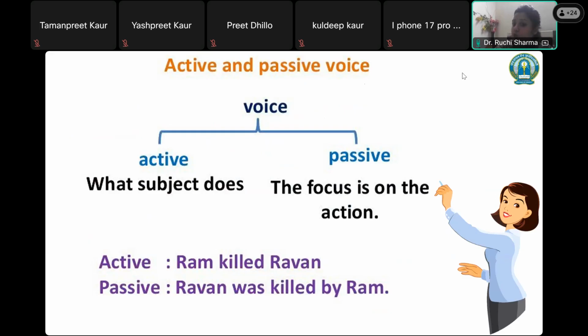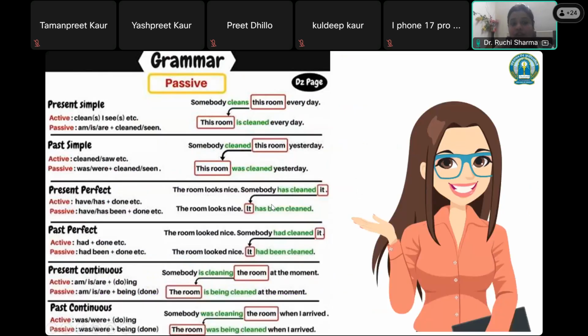So remember, the doer, who does what, is more important as a subject in active voice. But in the passive voice, it is Ravan was killed by Ram. Okay. So do you see how the subject becomes the object and the object becomes the subject in the next sentence? Do you remember the sentence structures in tenses? Okay. Right. So I'm moving ahead with that. And now you have all the tenses very clearly outlined for you.